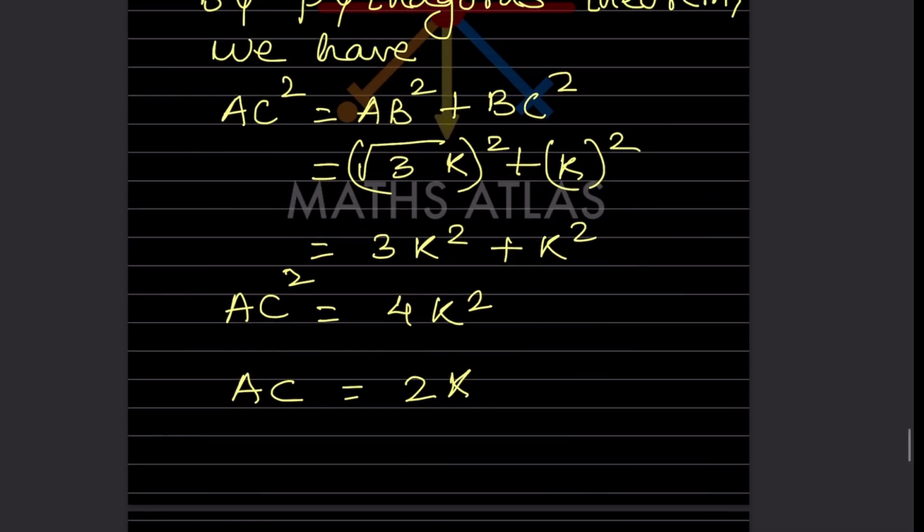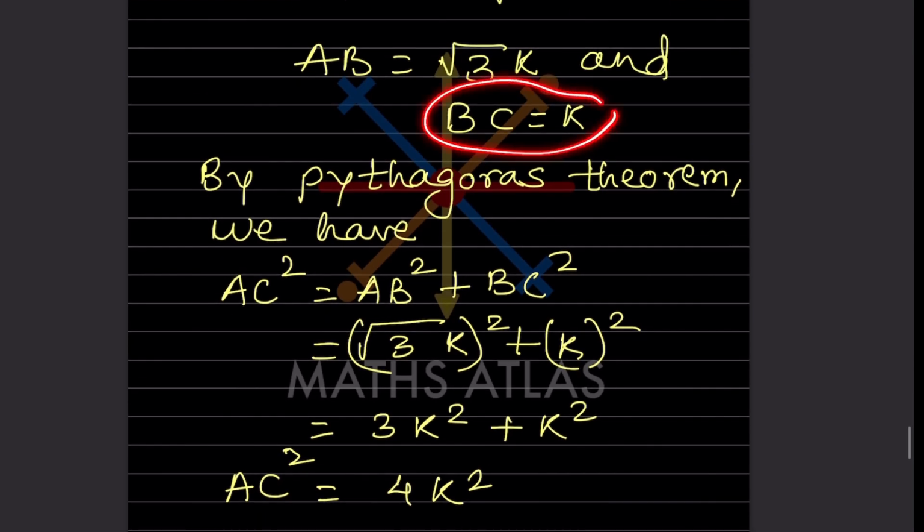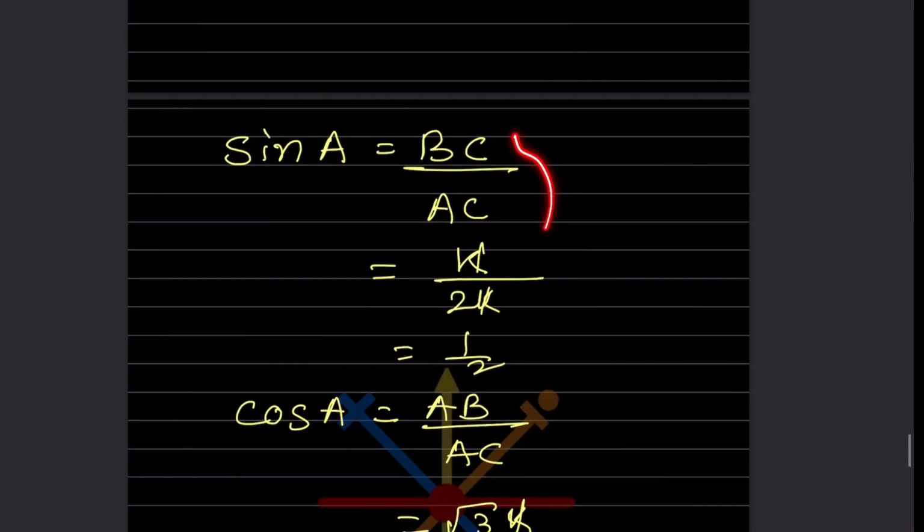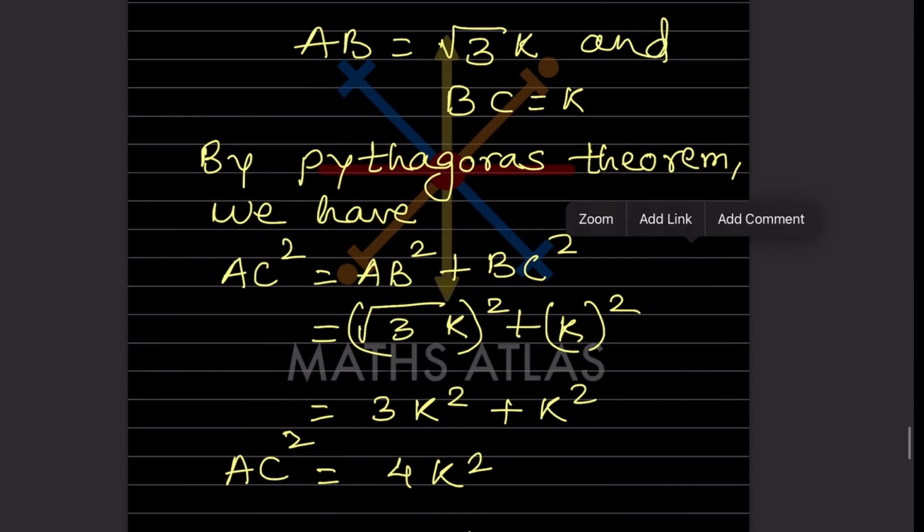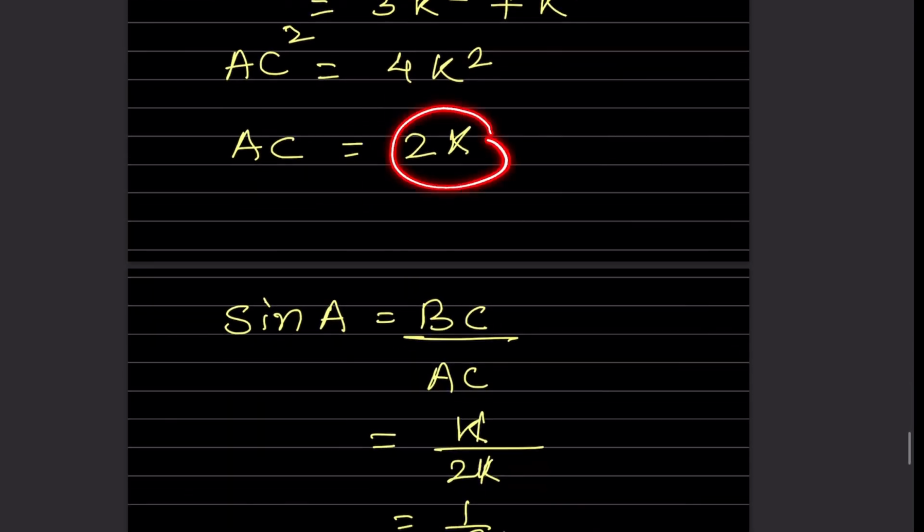So now let's see here, BC by AC. What did we get for BC? What did we put here? K. So in this BC we are going to put K, and for AC, what was AC? AC is here 2K. So this can get cancelled. What remains here is 1. So that will be 1 by 2.